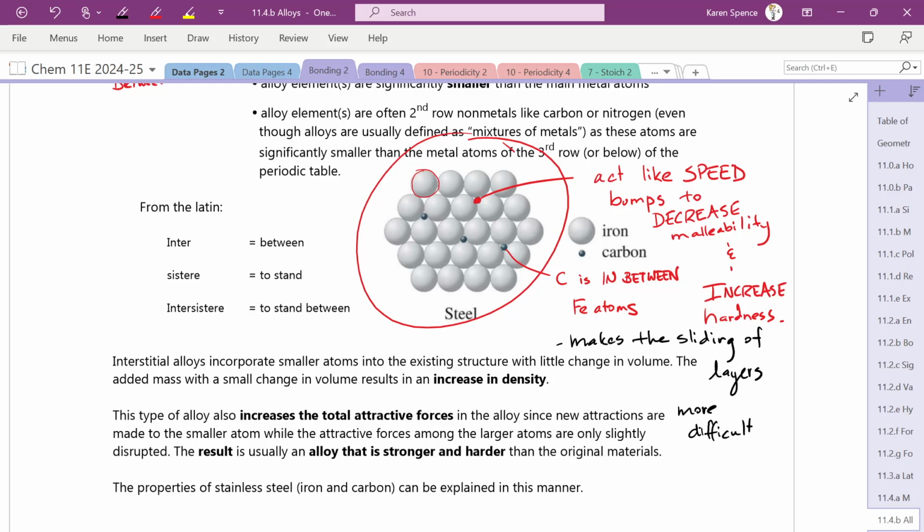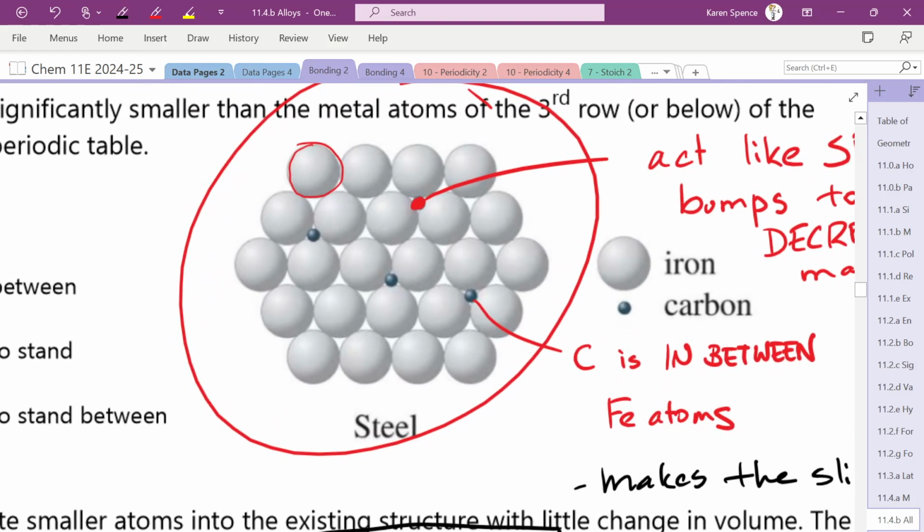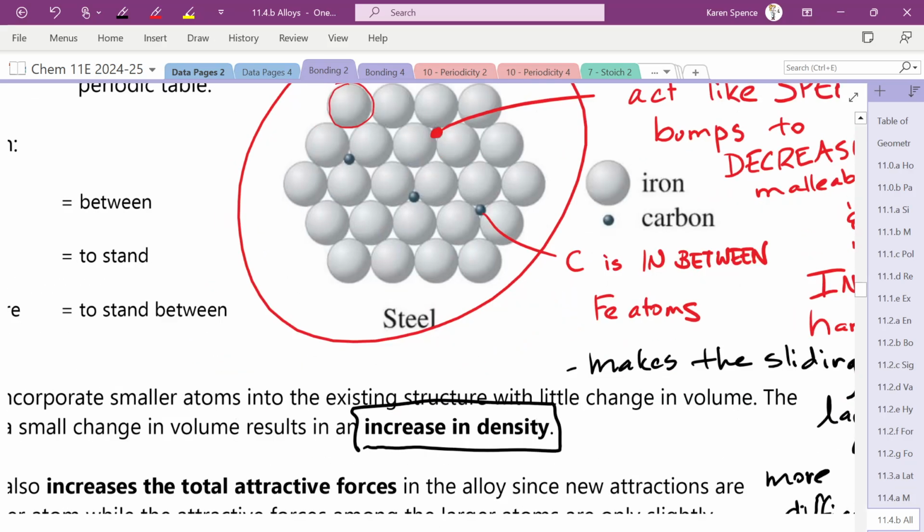You're also going to end up with an increase in density. Can you see why this would increase the density? No volume change, but yes. We got more stuff within the same volume. Yeah?